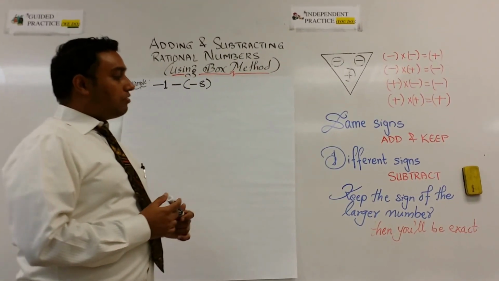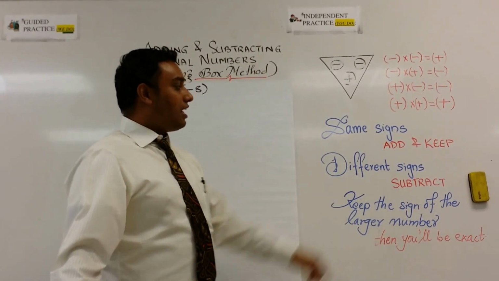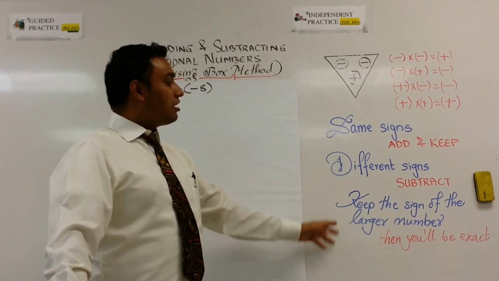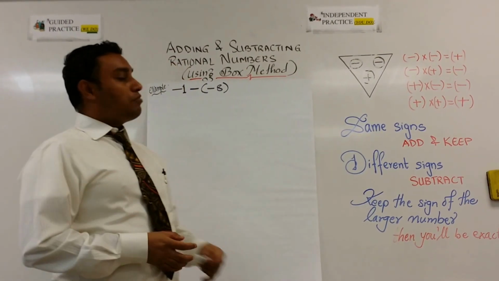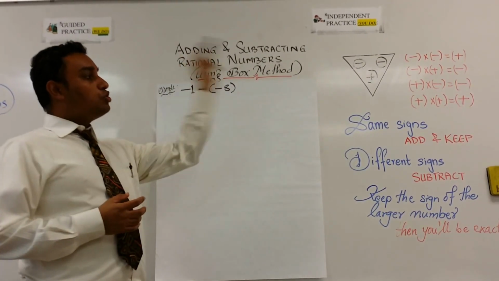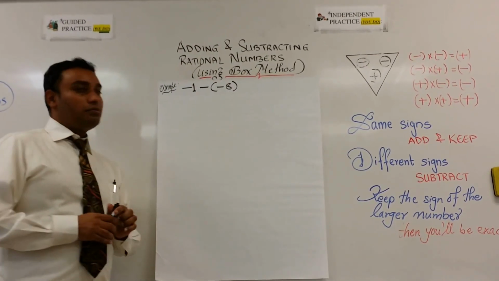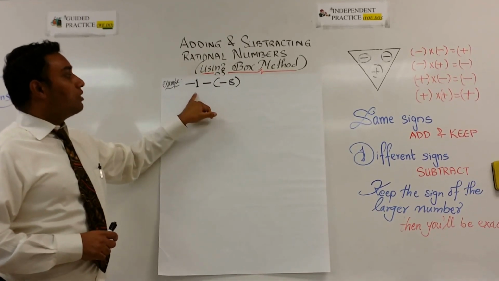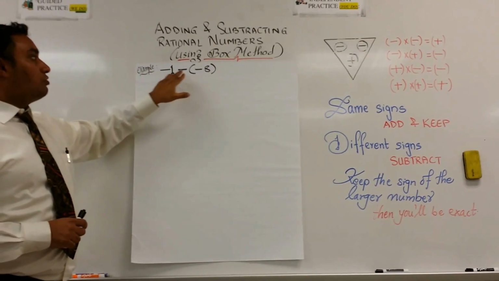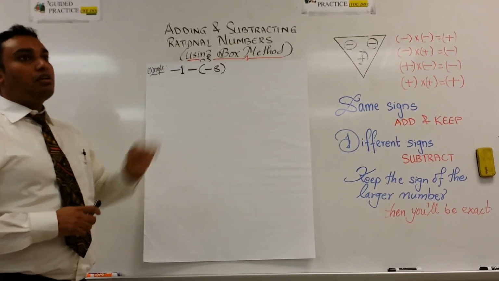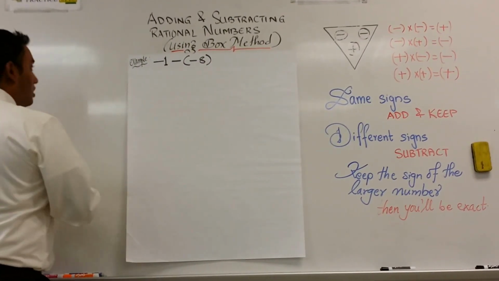Now you probably would have also heard this song before, like row, row, row your boat. It's like same signs add and keep, different signs subtract. Keep the sign of the larger number, then you'll be exact. So you have learned that before in 5th and 6th grade. We are going to use all of those strategies that you learned, the song that you learned, and try to solve this problem. Now the problem says -1 minus -8. So it's -1, you take away -8 from it.